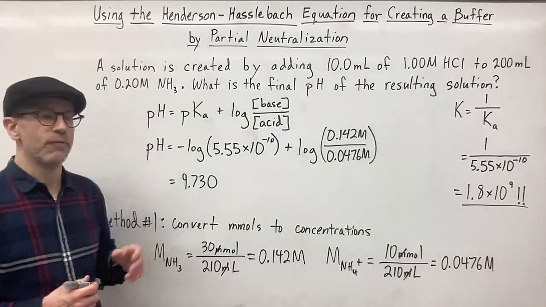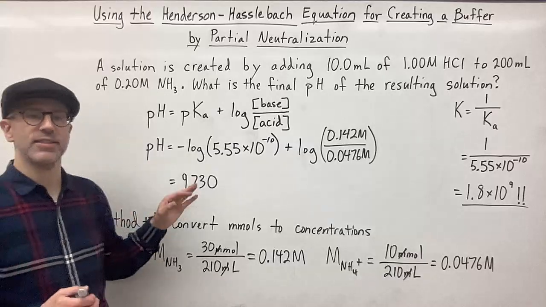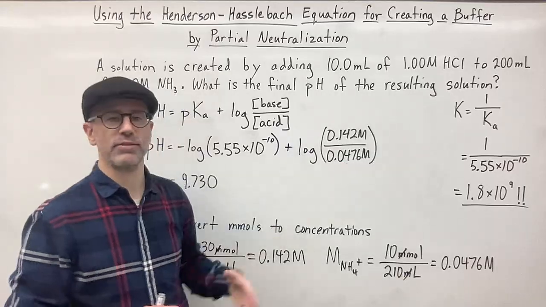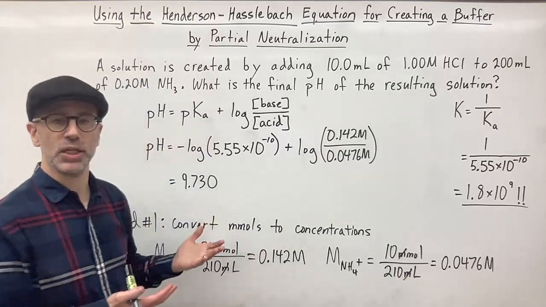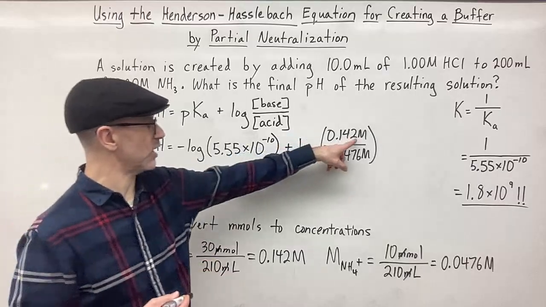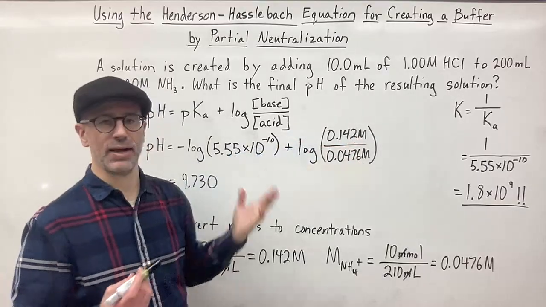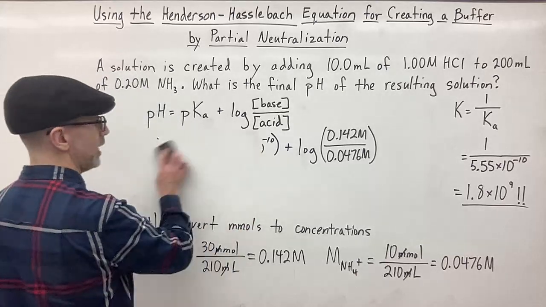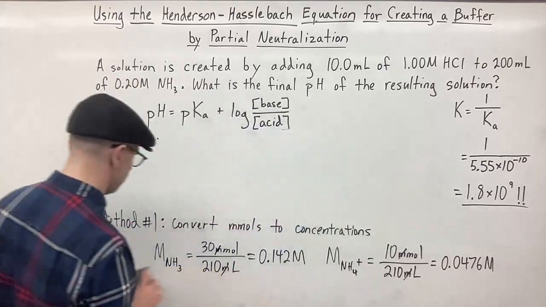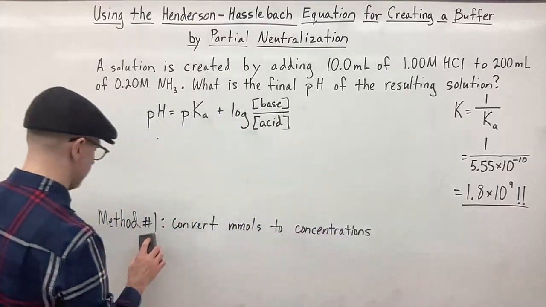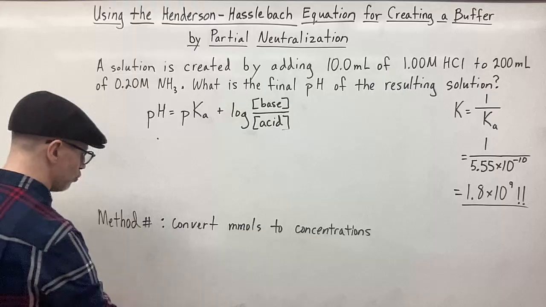Because if you realize that in order to create the molarity, you have to divide both the millimoles of acid and base by the same total volume. Well, if you put that in here, the total volume cancels out. So let's take a look at that. Let's go ahead and do the second method.